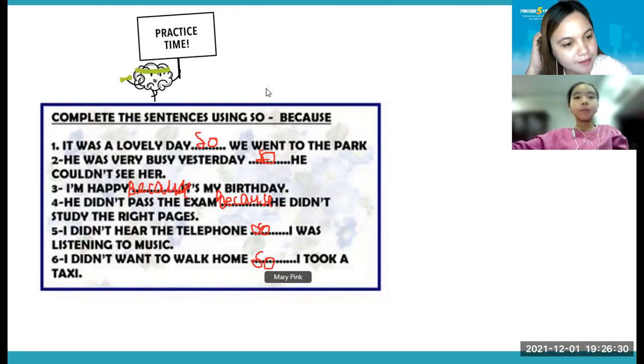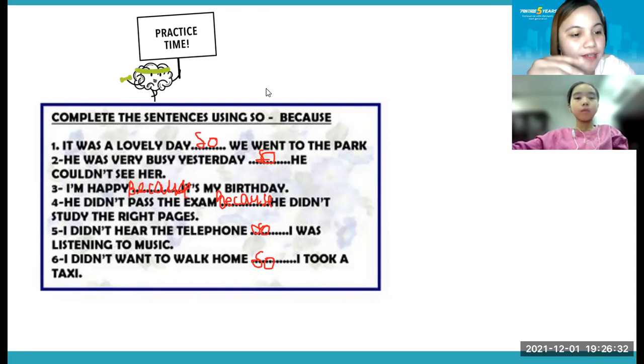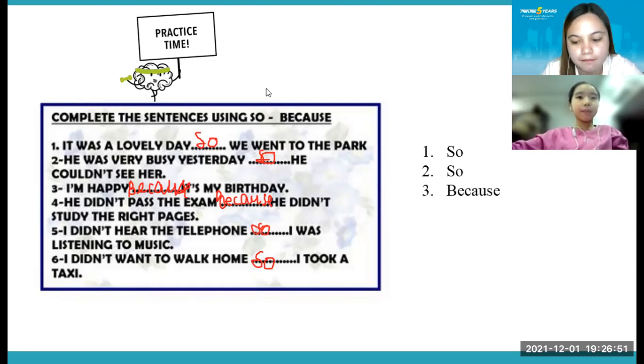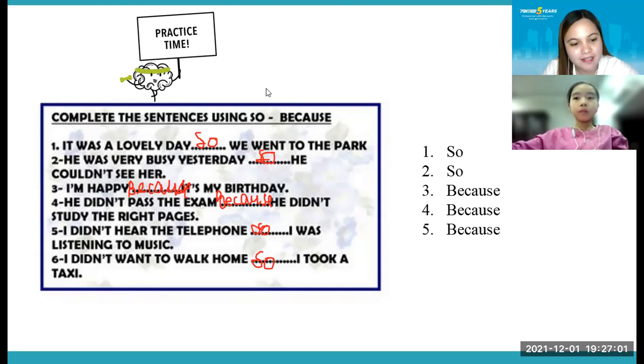Okay. All right, so you can read the sentences now with your answer. Number 1. It was a lovely day, so we went to the park. He was very busy yesterday, so he couldn't see her. I'm happy because it's my birthday. He didn't pass the exam because he didn't study the right page. I didn't hear the telephone, so I was listening to music. It's because. Last one. I didn't want to walk home, so I took a taxi.